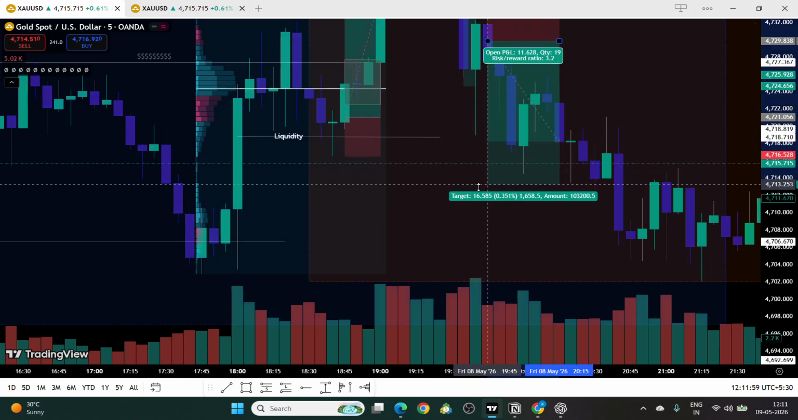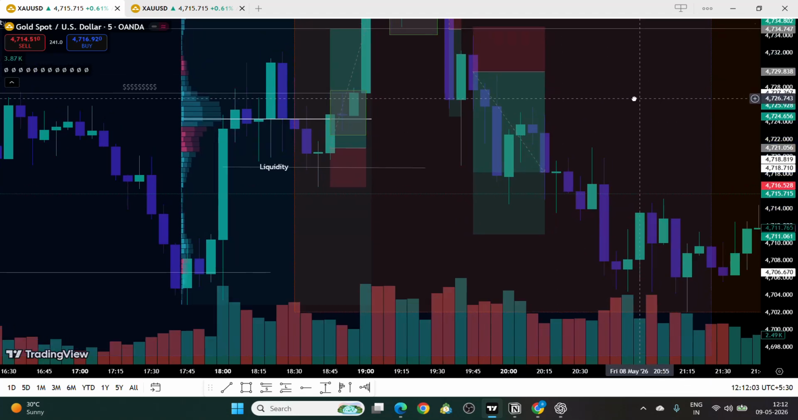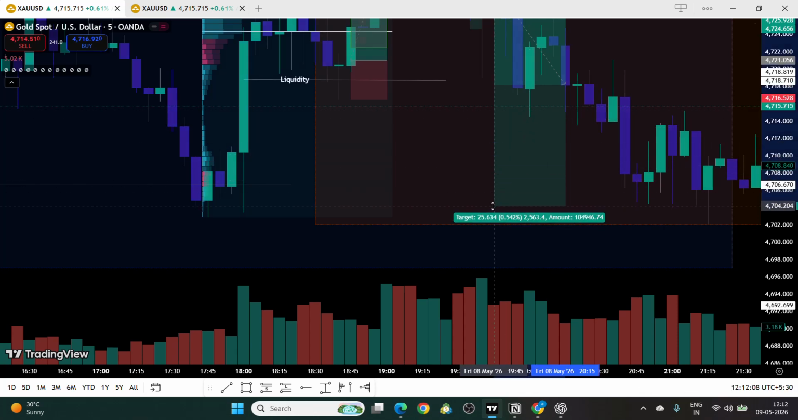So up to here, this is the area. Up to here, it is 1 is to 3. Again, even if you really wanted to take more, you can take up to here.